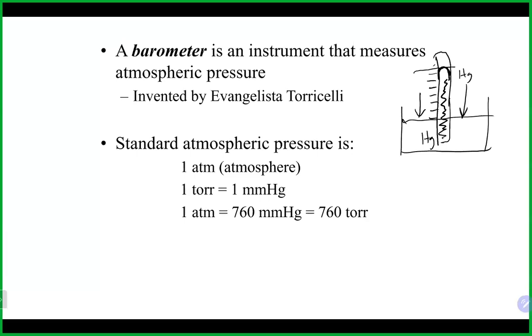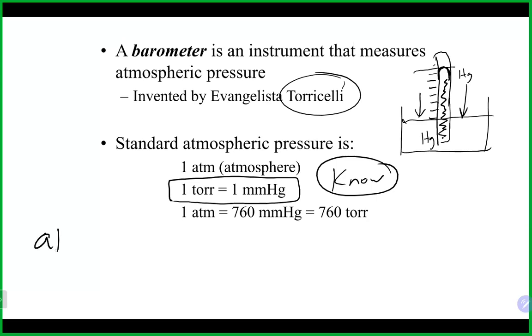The relationship between an ATM, millimeters of mercury, and a torr, which obviously was named after the guy who invented the barometer, is 1 ATM is 760 millimeters of mercury and 760 torr. A torr and a millimeter of mercury is a 1-to-1 relationship. So you do need to know these.